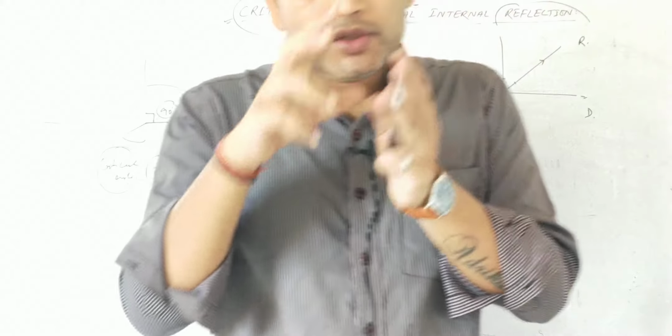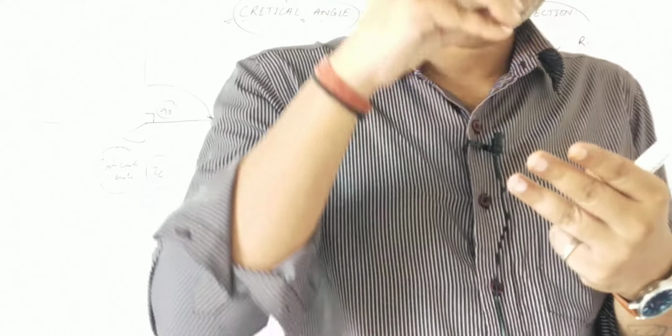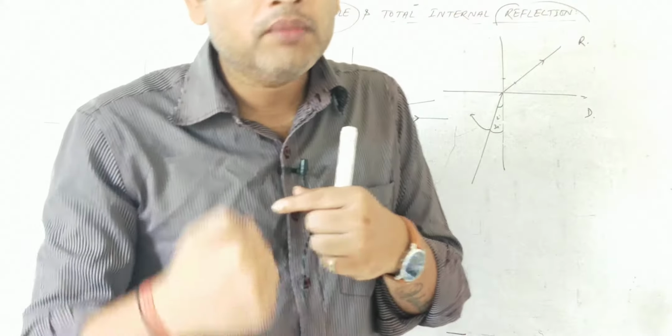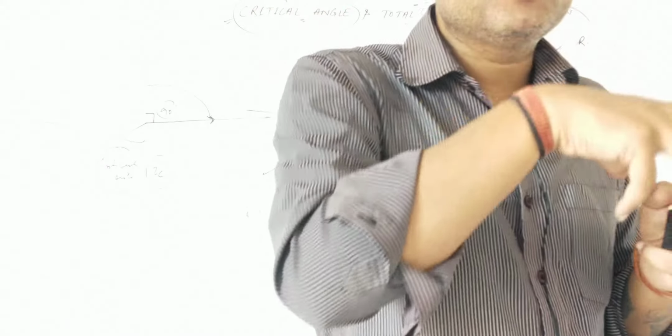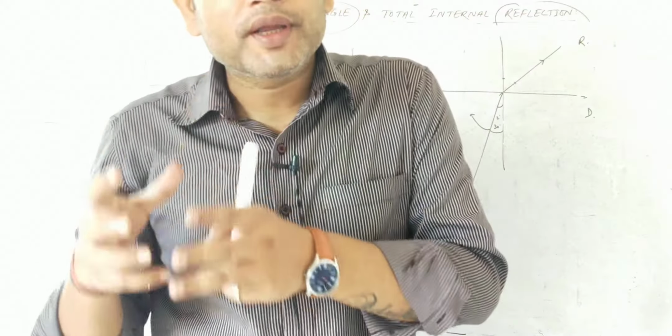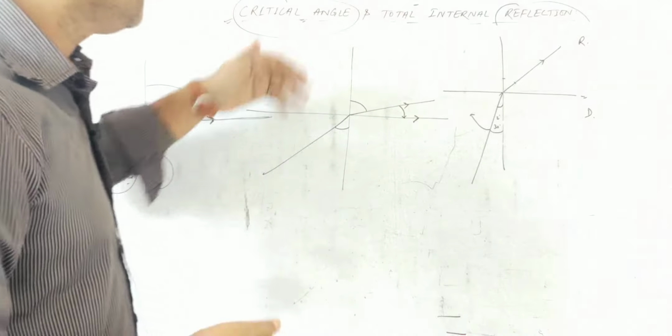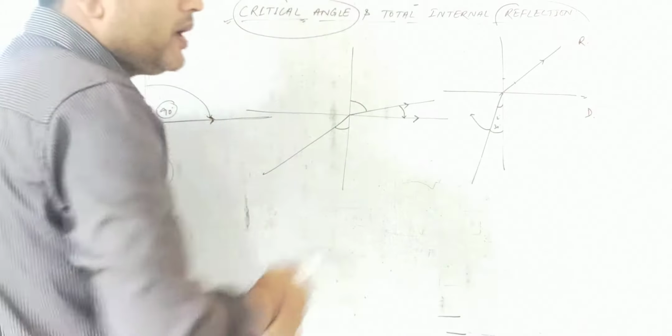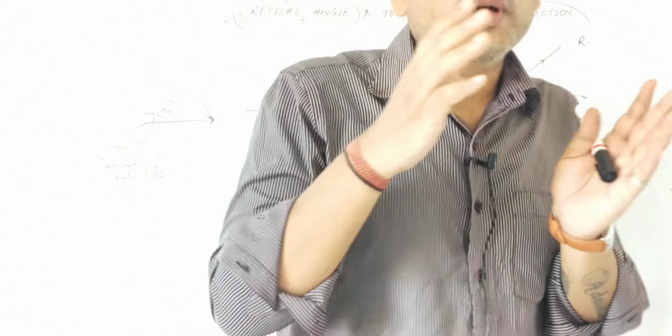Keep in mind always, you will have to travel the light, you will have to incident the light from the denser medium to the rarer medium. Then only there will be the concept of critical angle. If you allow the light to fall from the rarer medium to the denser medium, there is no concept of the critical angle.